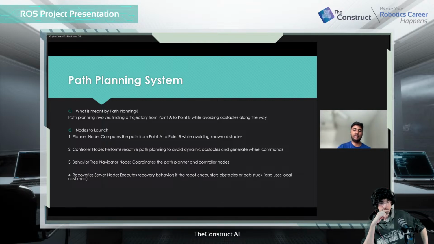And we have the behavior tree navigator node that I had mentioned before. It coordinates the path planner and controller nodes, and it is used with our recovery server node, which executes behaviors if the robot encounters an obstacle or gets stuck in between, which I encountered in the live demo as I showed you.